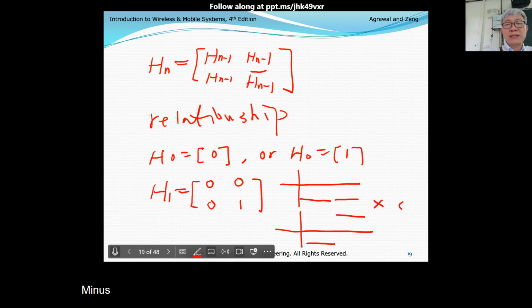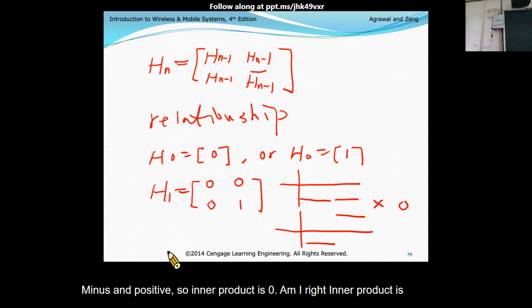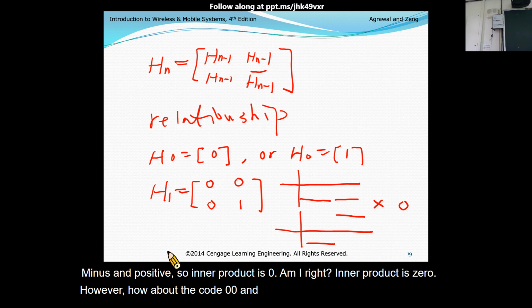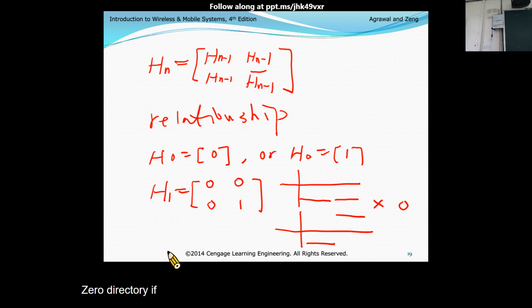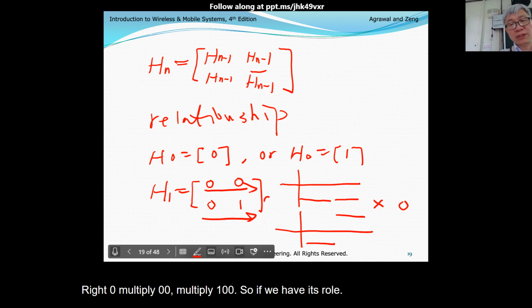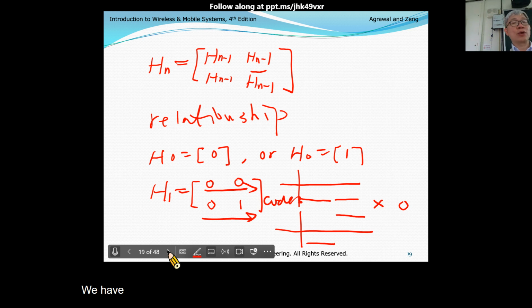So inner product is 0, am I right? Inner product is 0. However, how about the code 0, 0 and 0, 1? Can we have 0 directly? If we have the concept 0, 0, 0, 1, if we use 0 directly, yes, we still can have a 0. Right? 0 multiply 0, 0 multiply 1, still 0. So we have a code coming from the rows.